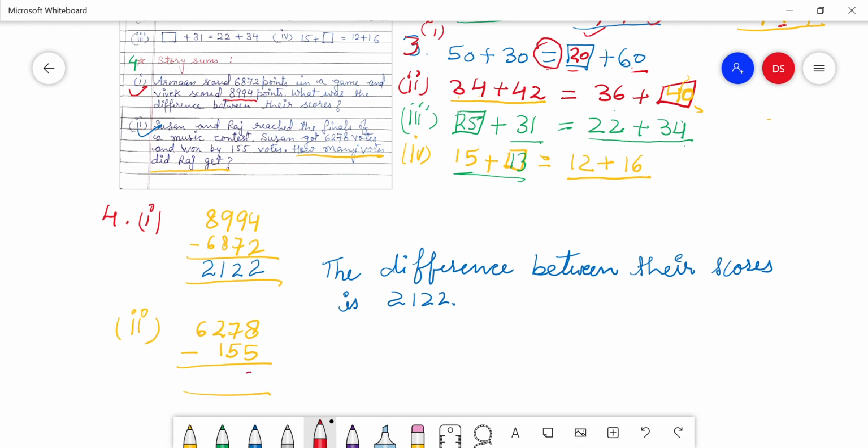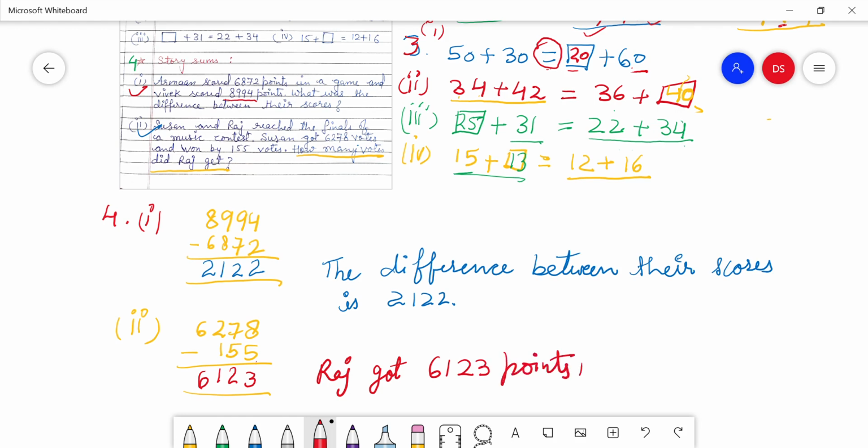Subtract 5 from 8, this is 3. Subtract 5 from 7, this is 2. Here it is 1 and 6. So in this way we have got the number of votes which Raj got. How many votes did Raj get? Raj got 6,123 votes.